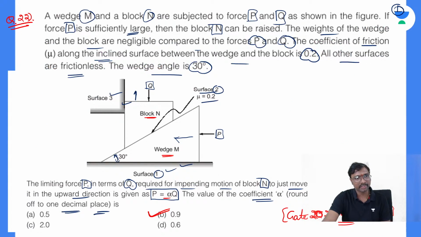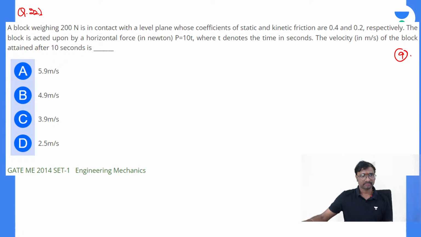The 22nd question, right? This is your 23rd question if you just observe it. So everyone try to solve this 23rd question, all of you. Anyone?